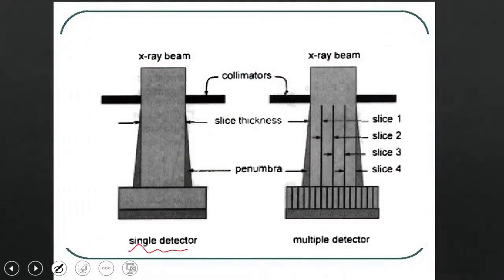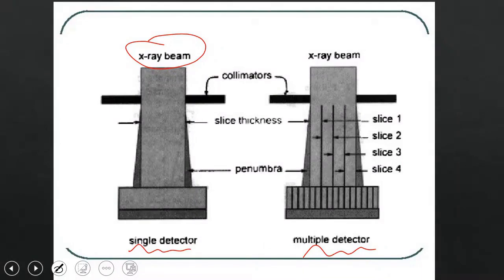I have here a single detector and here a multiple detector. This is the X-ray beam with the detector, and this is the X-ray beam coming from the X-ray tube. This is the collimator. When we talk about a single detector, do you remember the topic of penumbra? The penumbra is the region on the periphery where there is blurring or high unsharpness and less resolution.